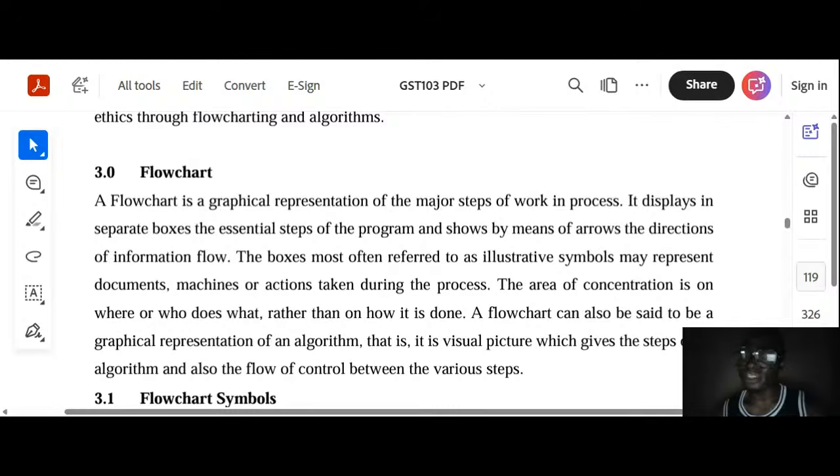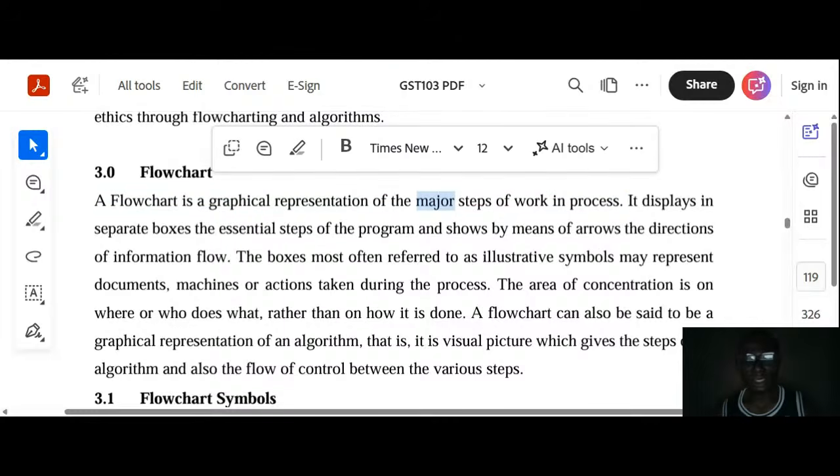Now let's study this word flowchart. What does it mean? A flowchart is a graphical representation of the major steps of work in process. A flowchart is a graphical representation of the major steps of work in progress. That is the work of a flowchart.